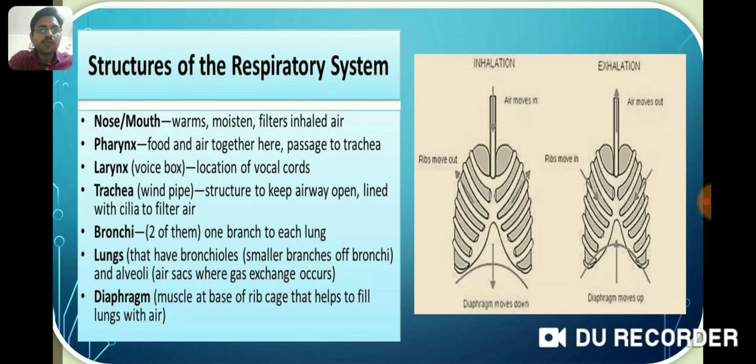And at the end of each bronchiole, there are sac-like structures which are filled with air. These sac-like structures are called alveoli. Each alveolus has a large surface area which is richly supplied by blood capillaries, and this is the actual site where gas exchange occurs in the lungs. The lungs are spongy structures which are resting on the diaphragm. Diaphragm is a muscle at the base of the rib cage that helps to fill the lungs with air.